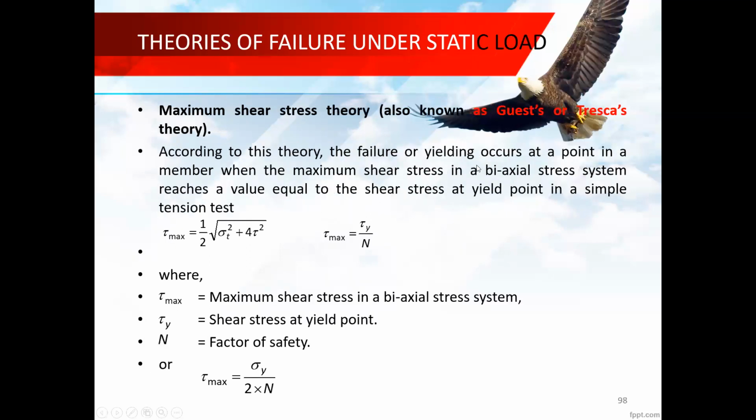So maximum shear stress theory, also known as Guest or Tresca's theory. According to this theory, the failure or yielding occurs at a point in a member when the maximum shear stress in a biaxial stress system reaches a value equal to the shear stress at the yield point in a simple tension test. So tau maximum is 1/2 of the square root of sigma T squared plus 4 times tau squared. So tau maximum is equal to tau Y over N. Tau maximum is the maximum shear in a biaxial stress system. Tau Y is equal to shear stress at yield point. N is the factor of safety. Biaxial, so X and Y axis lang. Or tau maximum is sigma Y over 2N.